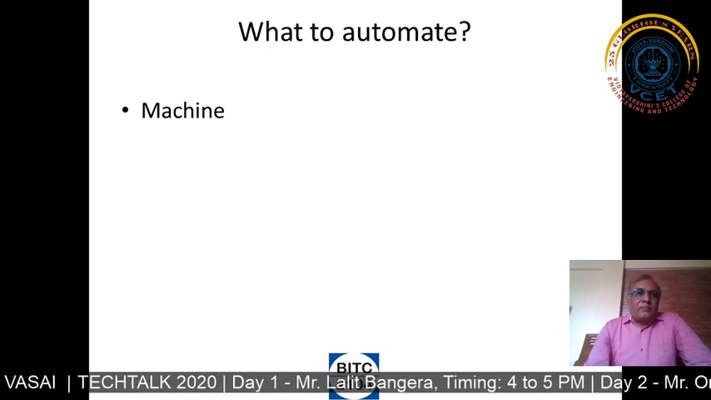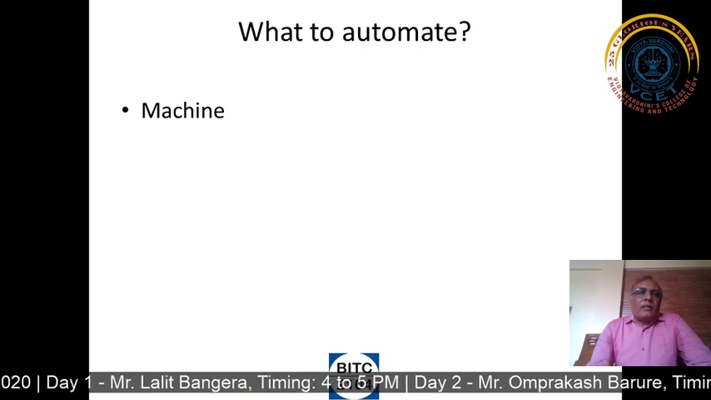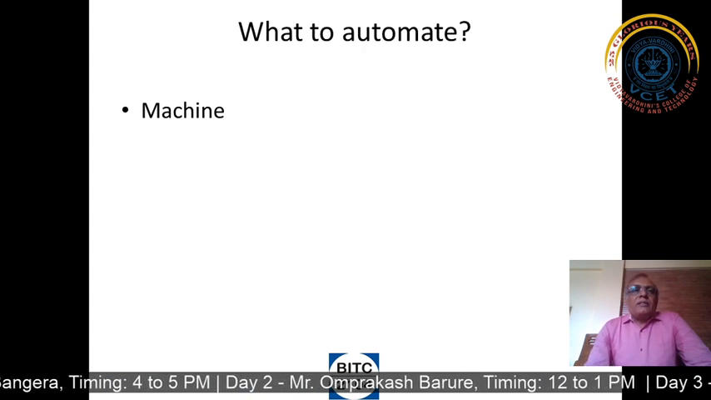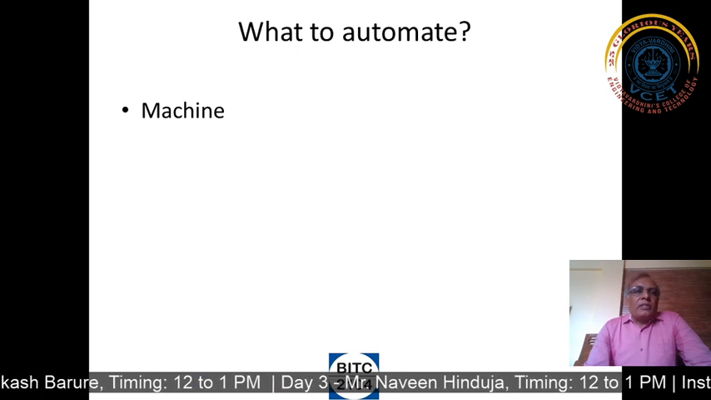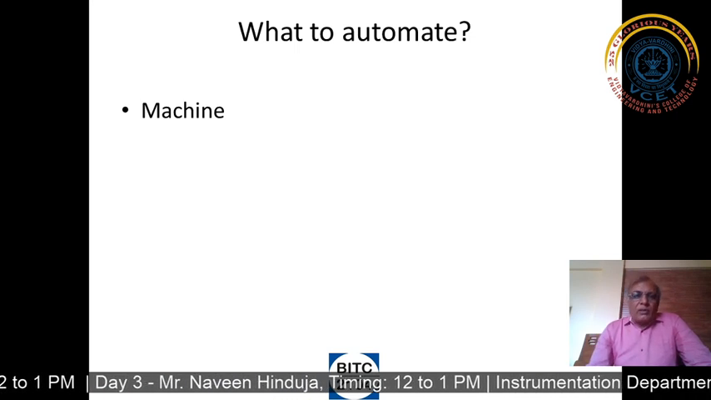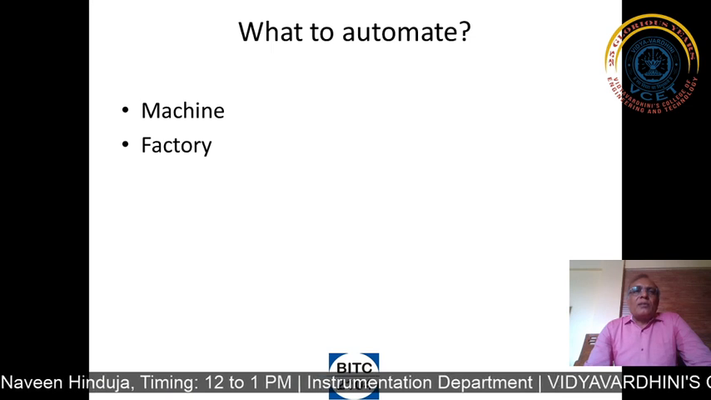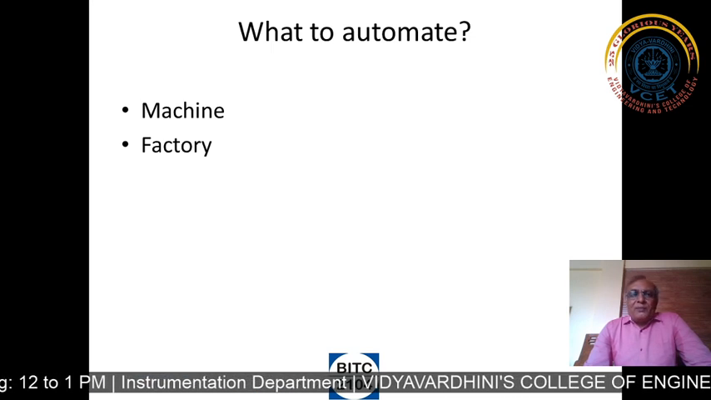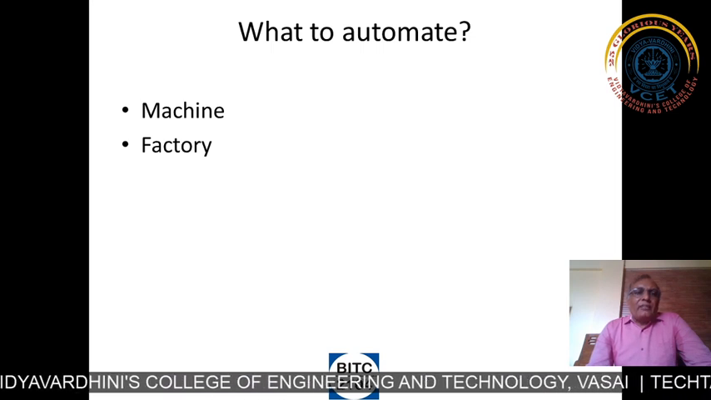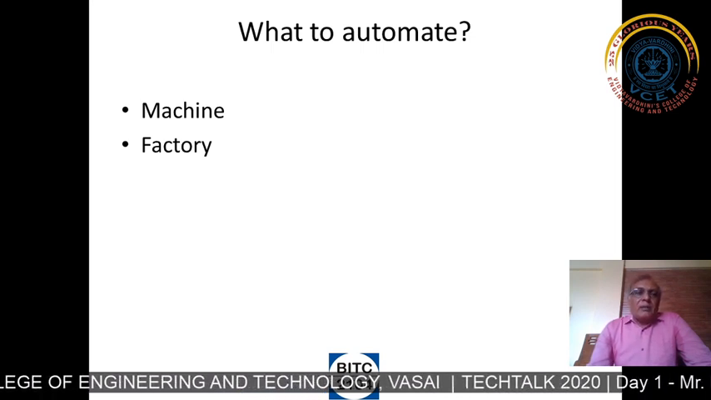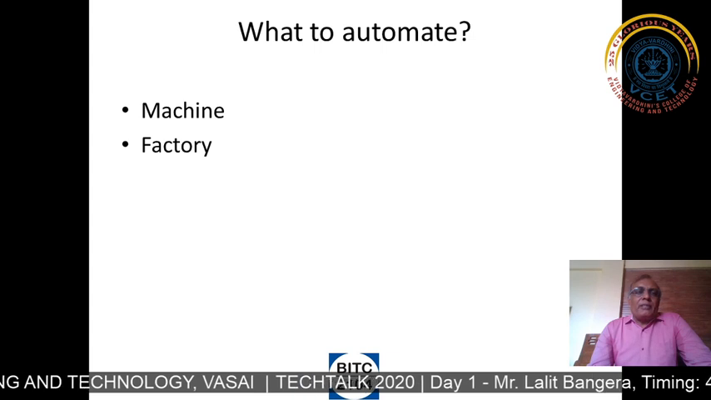Automate is different from a machine, because when it comes to crisp communication, we have to use very crisp terminology. Machine automation. Next what? Factory. What is the difference? Many machines together make a factory? No. Machine automation means a totally automatic machine.